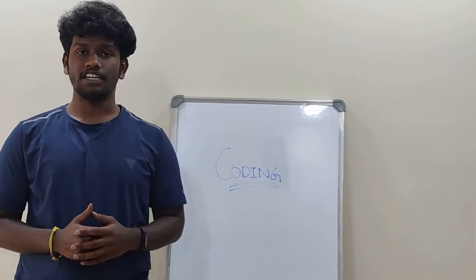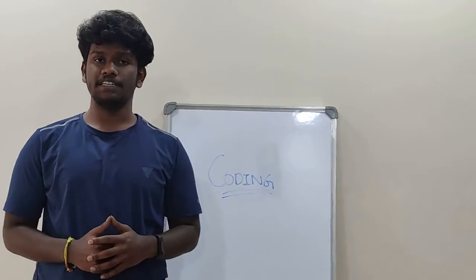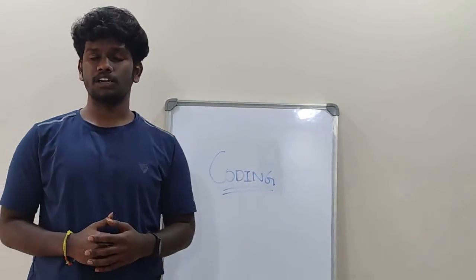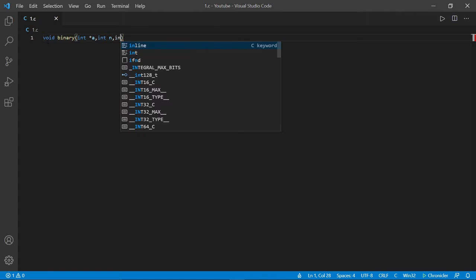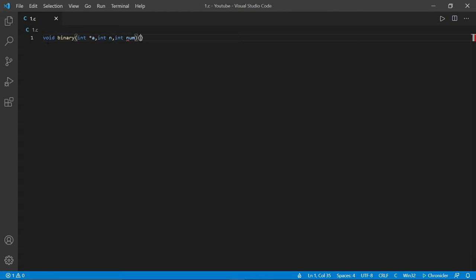Now that we know the working behind the algorithm, we will try to implement it using the programming language C. Let's start coding. Here I create a function void binary. It takes the arguments int star a, which is the array, then int n, which indicates the length of the array, and then the number which you want to find.